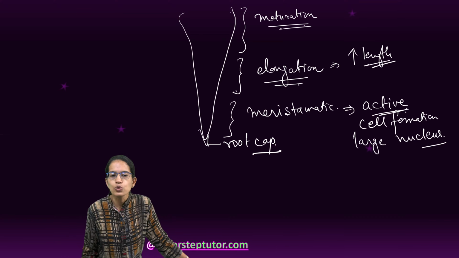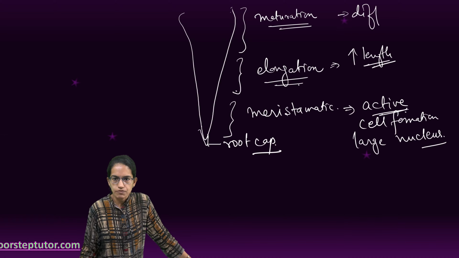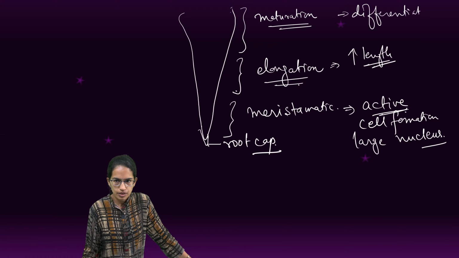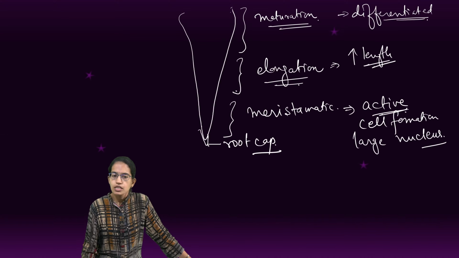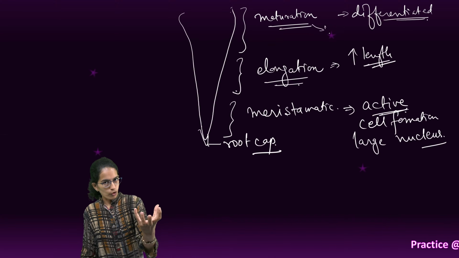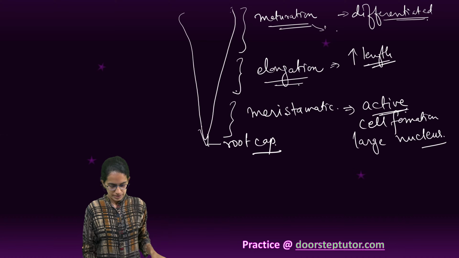The next is the zone of maturation. The zone of maturation is the zone which is differentiated. Right, since this zone is differentiated, the root hairs here absorb water and there is no active division present in this zone.